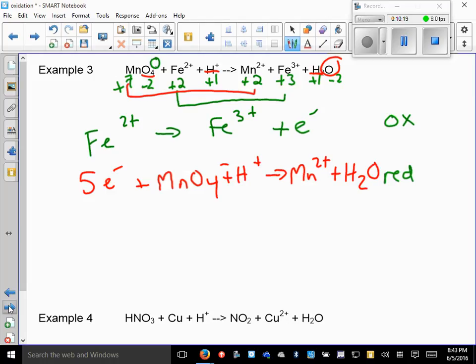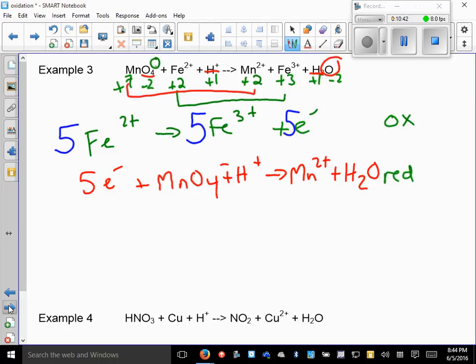Okay, so not okay. In my oxidized, I only have 1 electron, and in my reduction, I have 5. So I'm going to have to do some balancing. I'm going to try multiplying everything here by 5. Okay, now my electrons are happy.